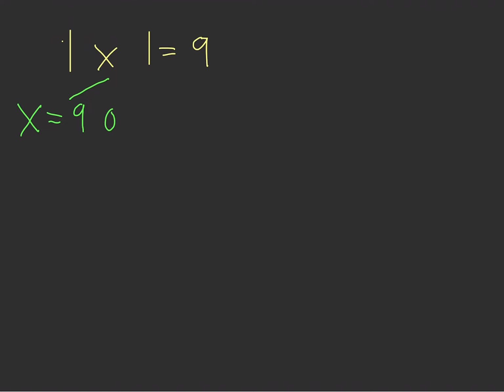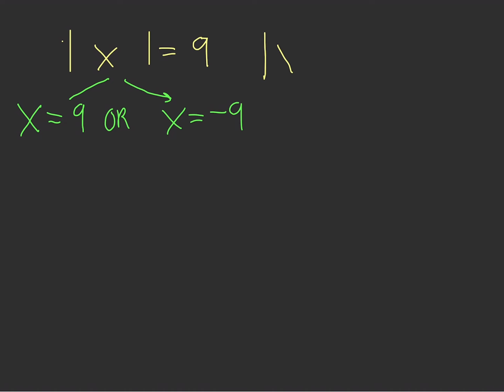However, we're also going to write "or" because there's a second answer. This time I'm going to write that x again, equals, but I'm going to change the sign of what's on the right side of the equal sign. I'm going to change the sign of the 9 to a negative 9. Those are my answers. Because if x is 9, of course the absolute value is 9, and if x is negative 9, because of absolute value rules, that will actually come out to be a positive 9. So they both work.